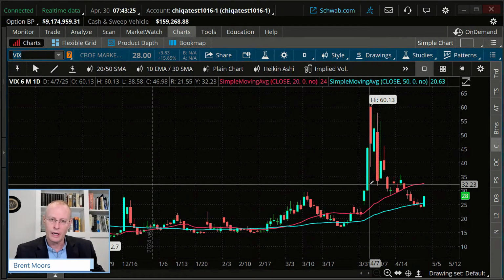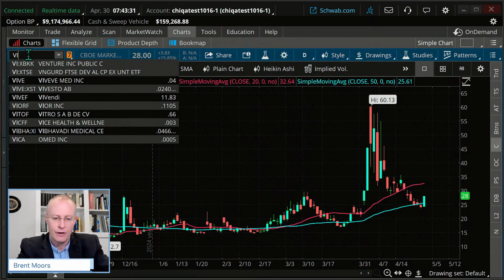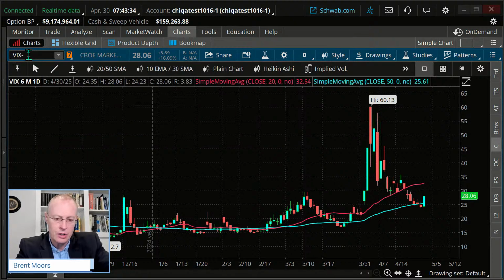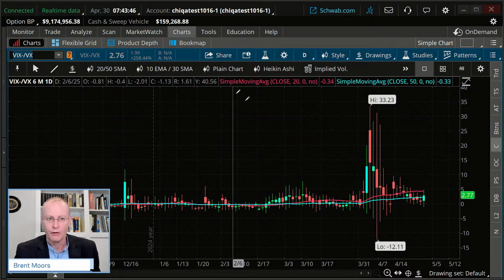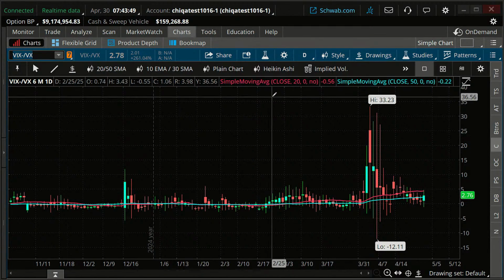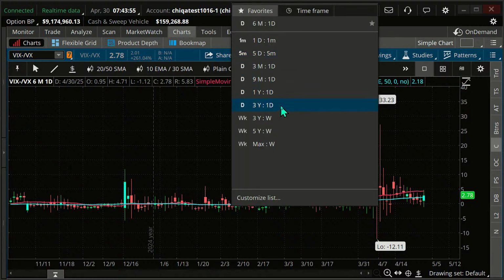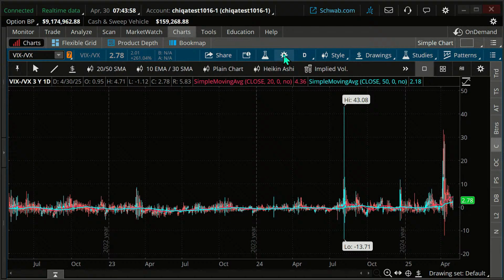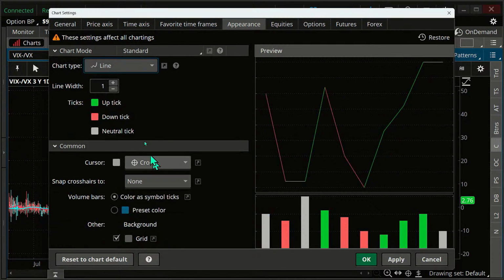The VIX, we're looking at what the current VIX is, the current implied volatility on S&P 500 options. But one thing we can do is look at the difference between the implied volatility on S&P 500 options and the level on the VIX futures, excuse me. So what I'm going to do is zoom out to a 3-year chart, and I'm going to change this to a line chart just because I think it's going to be a little bit easier to see here. So I'm going to change candle to line, and I'm going to make it a little bit thicker so we can see that.